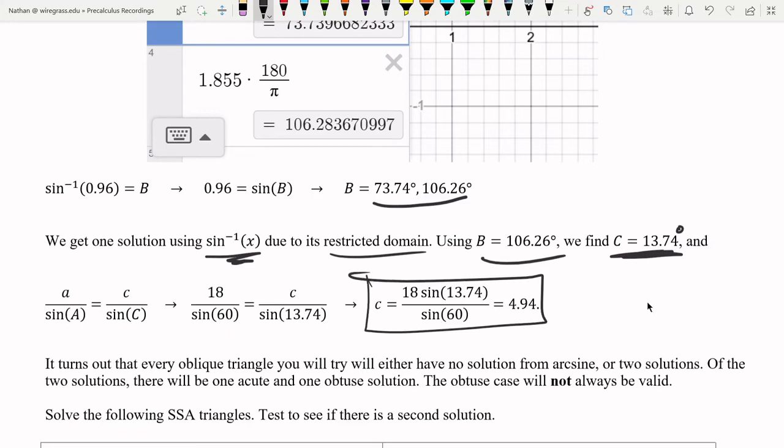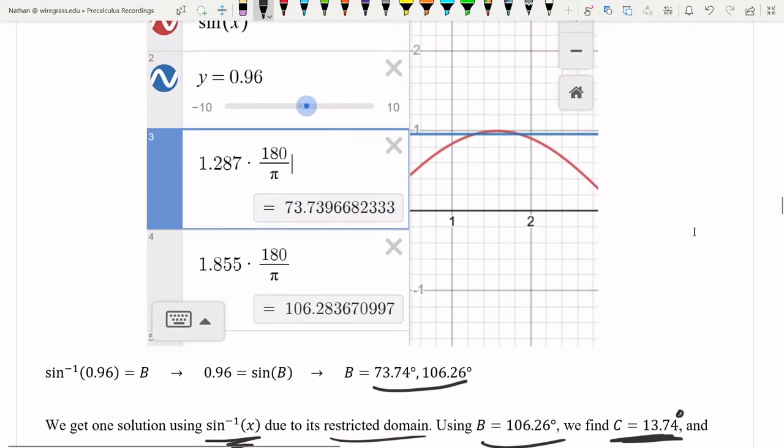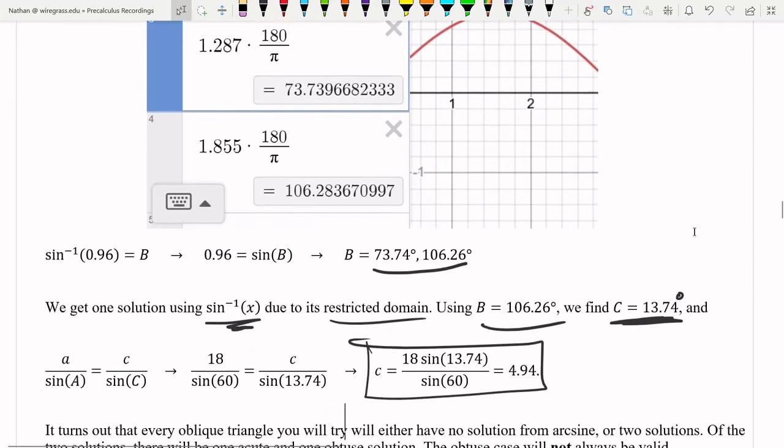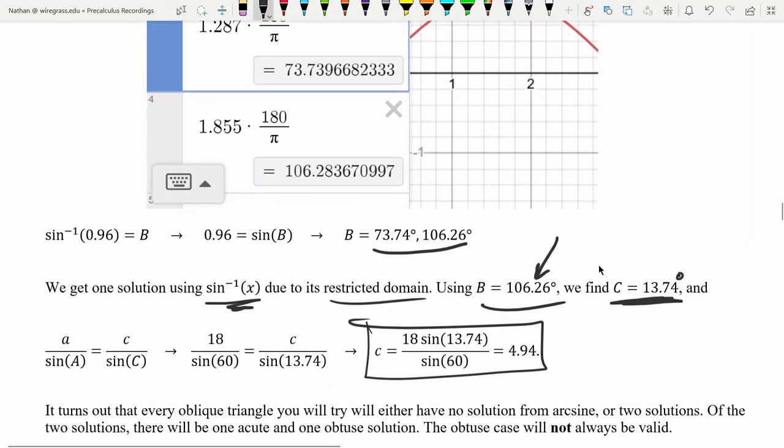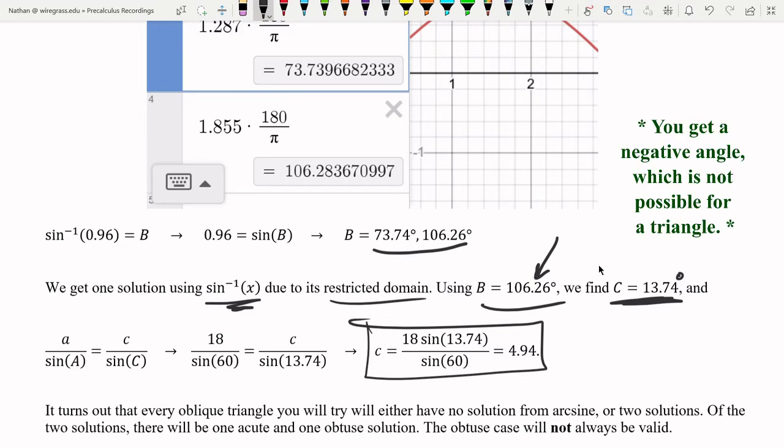So we actually find that there's two triangles that fit this scenario. Now, it turns out that whenever you solve for this kind of scenario, you will either have no solution or there will be two solutions, just from this graph like I showed you here. The issue is that sometimes that obtuse solution, like here we have an obtuse B, and that's always going to be the case, there's going to be one acute and one obtuse.